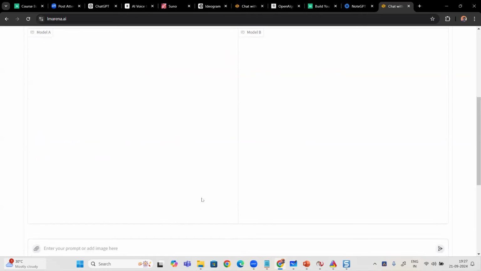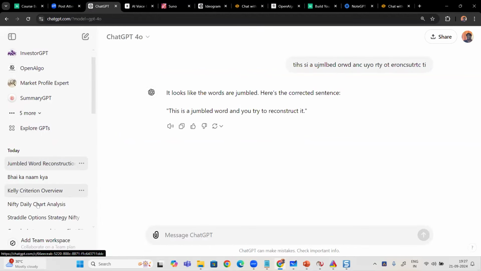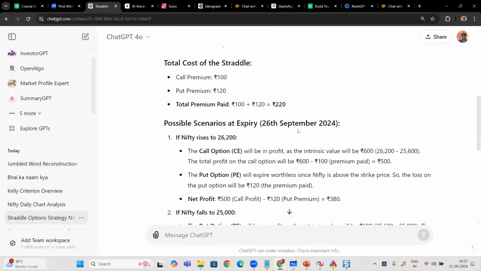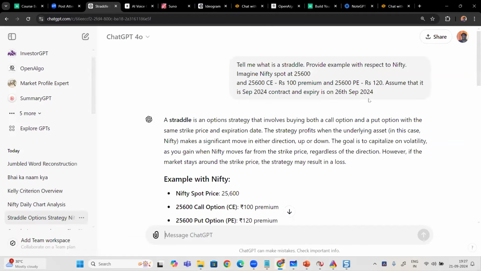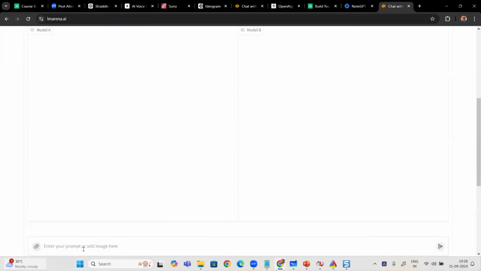I can go and ask a question here. Sometime back we had a question about a straddle, so I'll ask the same question. Tell me, what is a straddle? Provide an example with respect to Nifty. Imagine Nifty spot at 25,600. So I'm just giving this value, the same value over here.